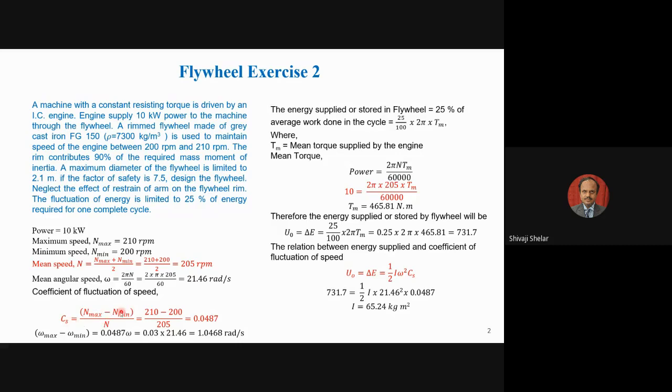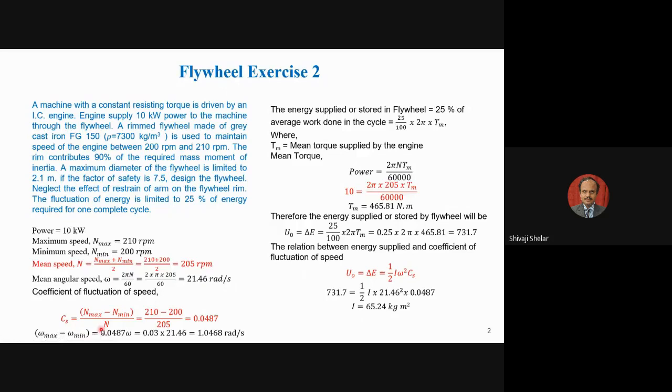So the coefficient of fluctuation of speed is maximum fluctuation upon average speed. The maximum fluctuation is 210 minus 200, and the average speed is 205. So you get the coefficient of fluctuation of speed here as 0.0487. So 4.87% of speed variation is permitted for this problem.